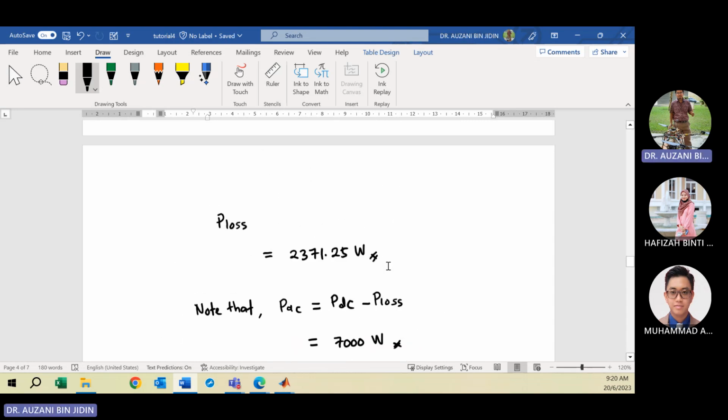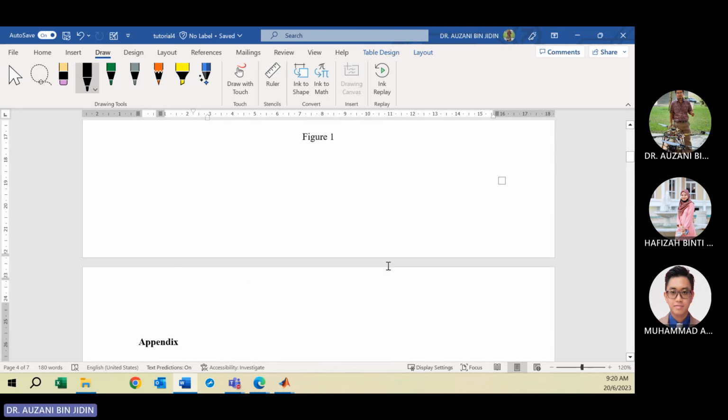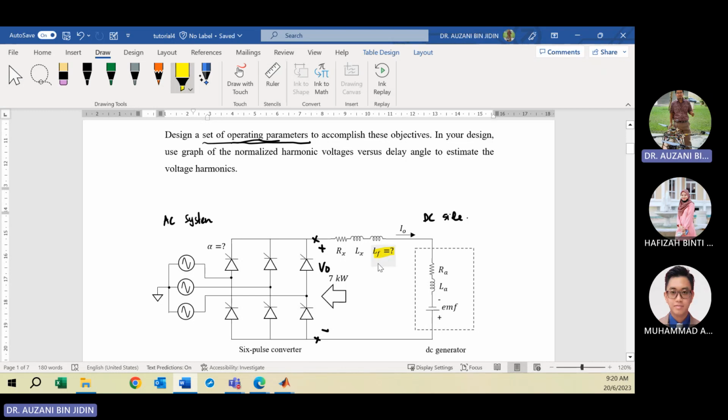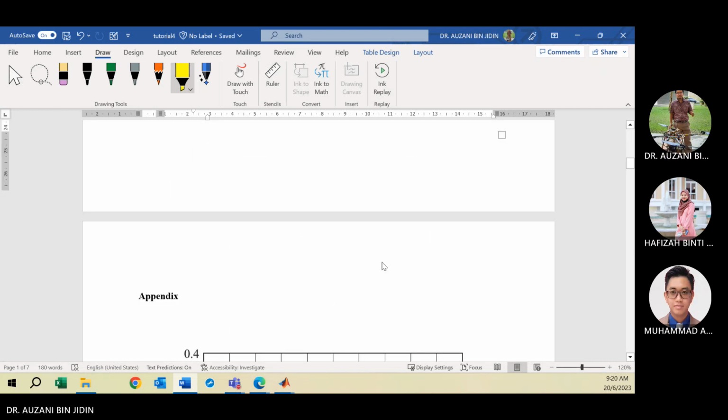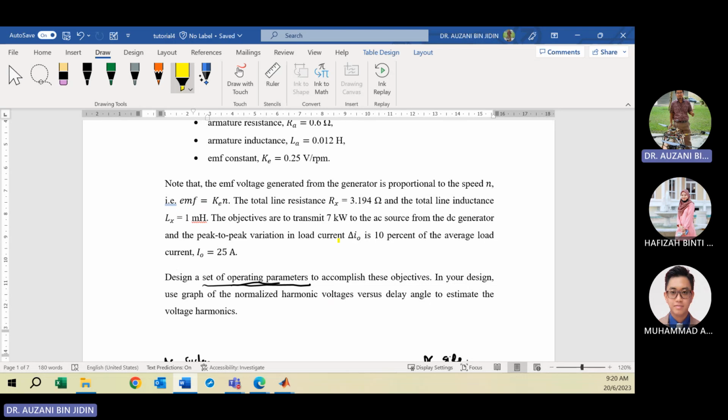Okay, then in order to limit the current ripple, you need to put LF here. So you can see here, LF, the filter inductor. You try to increase the inductance. When you increase the inductance, then you can minimize the current ripple. You can minimize further the current ripple. In this part you need to calculate the required LF. Based on the specification given, you have to limit the current ripple to be about 10% of IO, the average current.